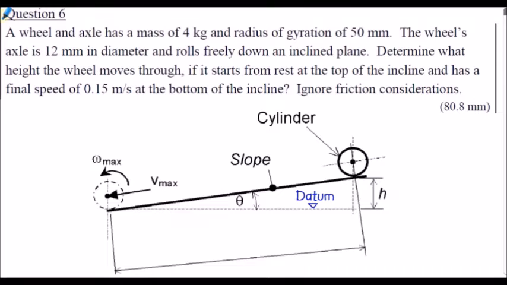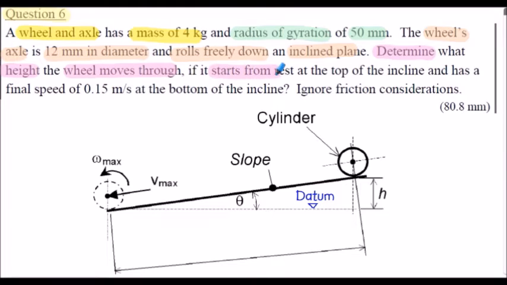Here's question 6. A wheel and axle has a mass of 4 kilograms and a radius of gyration of 50 millimeters. The wheel's axle is 12 millimeters in diameter, and the wheel rolls freely down an inclined plane, shown in the sketch below. We're asked to determine what height the wheel moves through if it starts from rest at the top of the incline and has a final speed of 0.15 meters per second at the bottom of the incline. We're told to ignore any friction considerations.